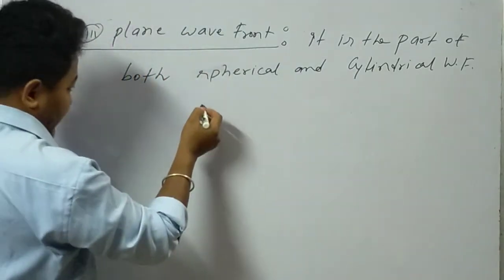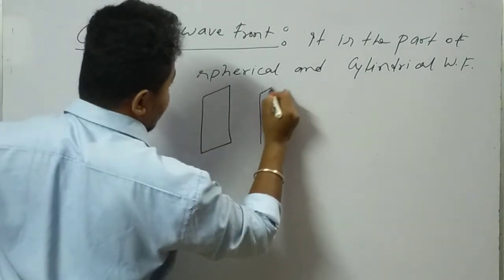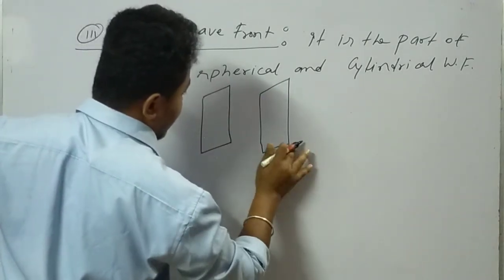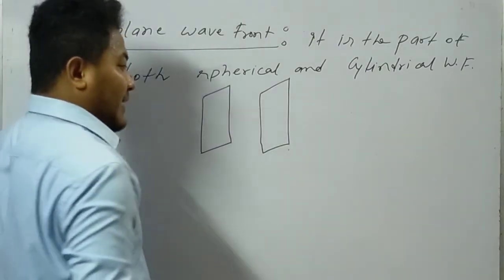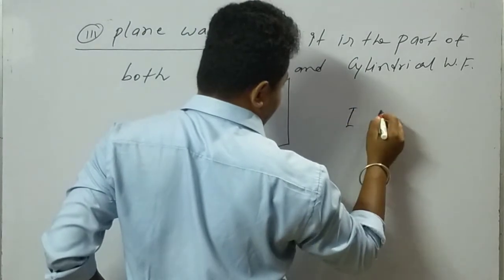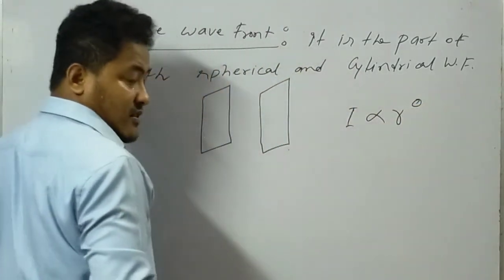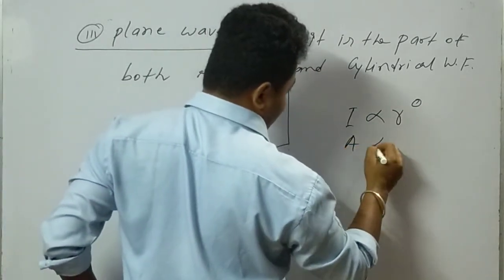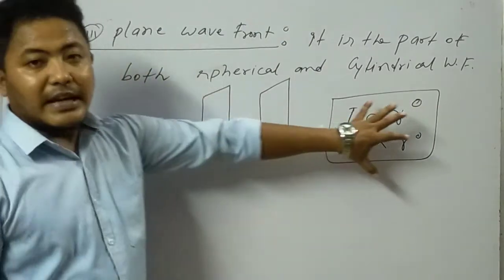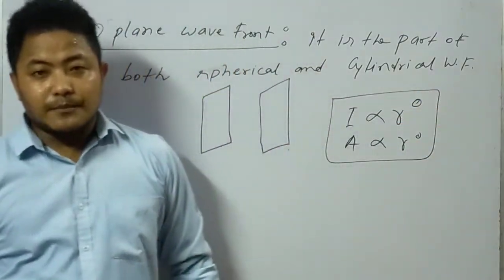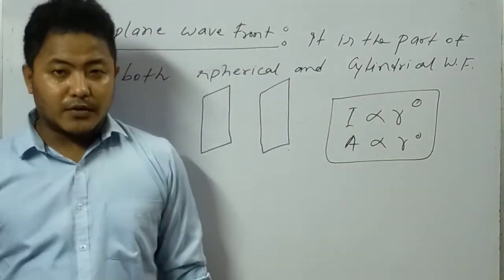So if I draw a diagram for it, it will be like that. These are the plane wavefronts. Plane wavefront stands like that. And interestingly, the intensity of this type of wavefront does not depend on the distance, and similarly amplitude is also not dependent on the distance. Those things you should remember nicely. So this was all about the types of wavefront and definitions of wavefront.